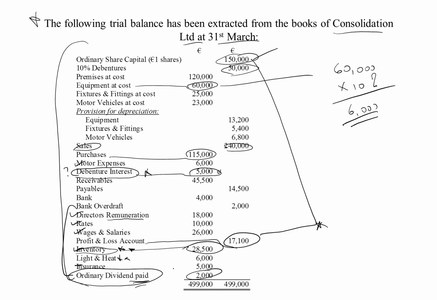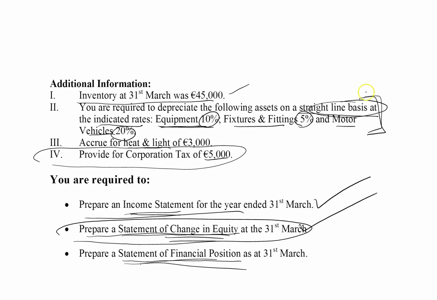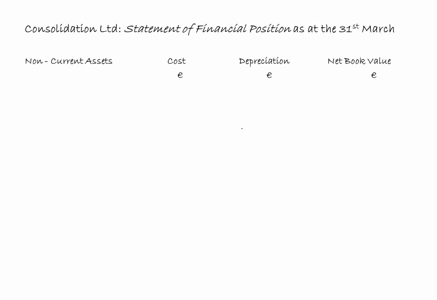Now we're going to do the non-current assets in a table, and in our table we'll have the name of the asset, the cost, the depreciation, and the net book value. The first one we have, I'll actually just go back and check the non-current assets. Here they are. There's four of them: premises, equipment, fixtures and fittings, and motor vehicles. Now we've provisioned for depreciation on the equipment, fixtures and fittings and the motor vehicles. In fact there's no mention of any depreciation on the premises, so we'll take it that there's none.